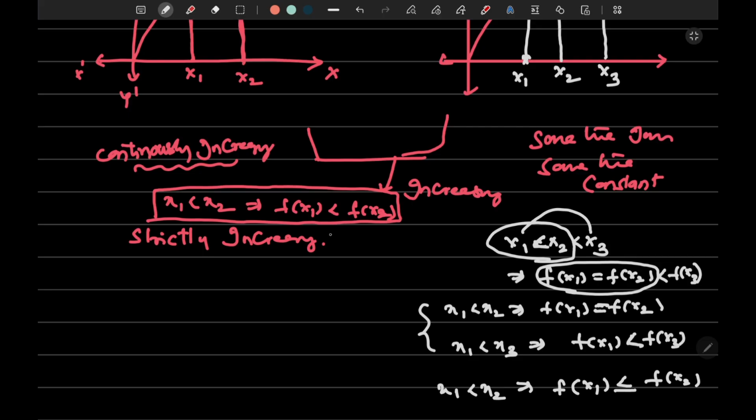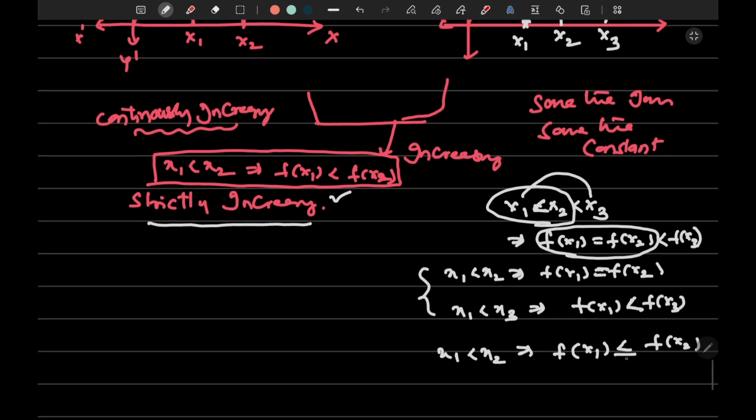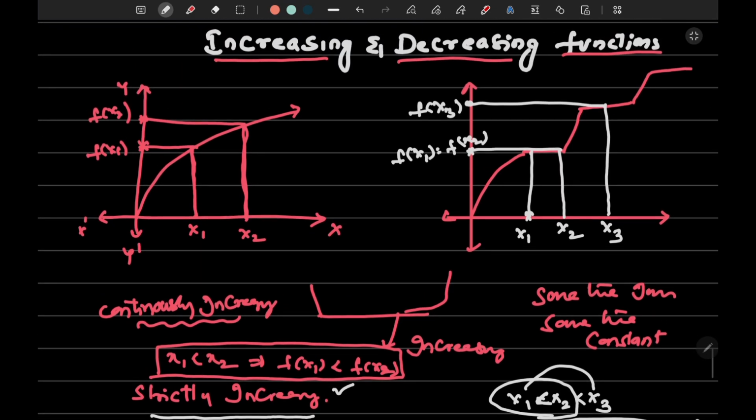Here, when you observe the difference, only less than comes in strictly increasing. Strictly increasing means always increasing. Here, x1 is less than x2, f of x1 is less than or equal to f of x2, it is increasing, just increasing. It means overall the graph is increasing, but not continuously. Here it is increasing, constant, increasing, constant. Means sometimes increasing, sometimes constant, but overall the graph is increasing.